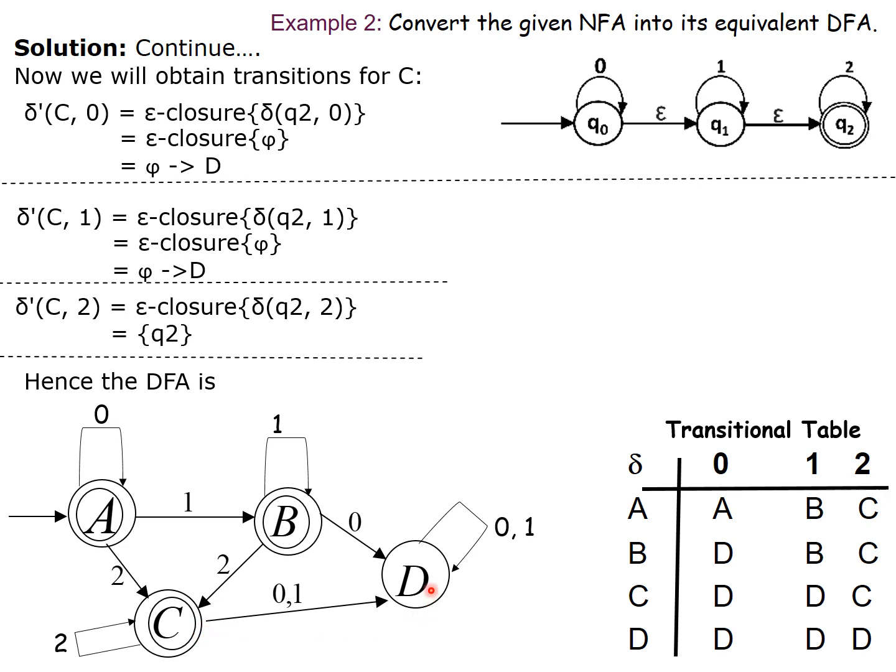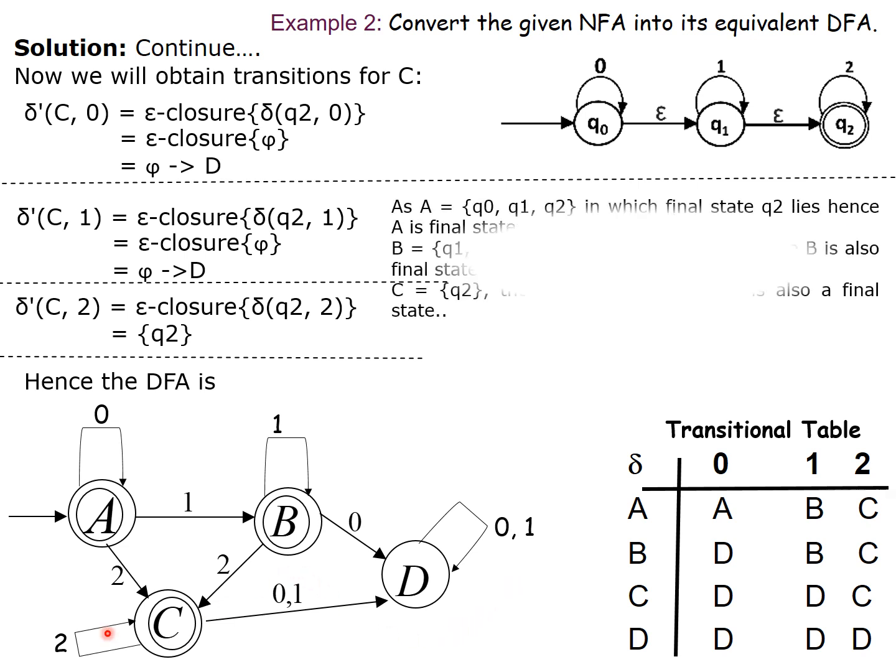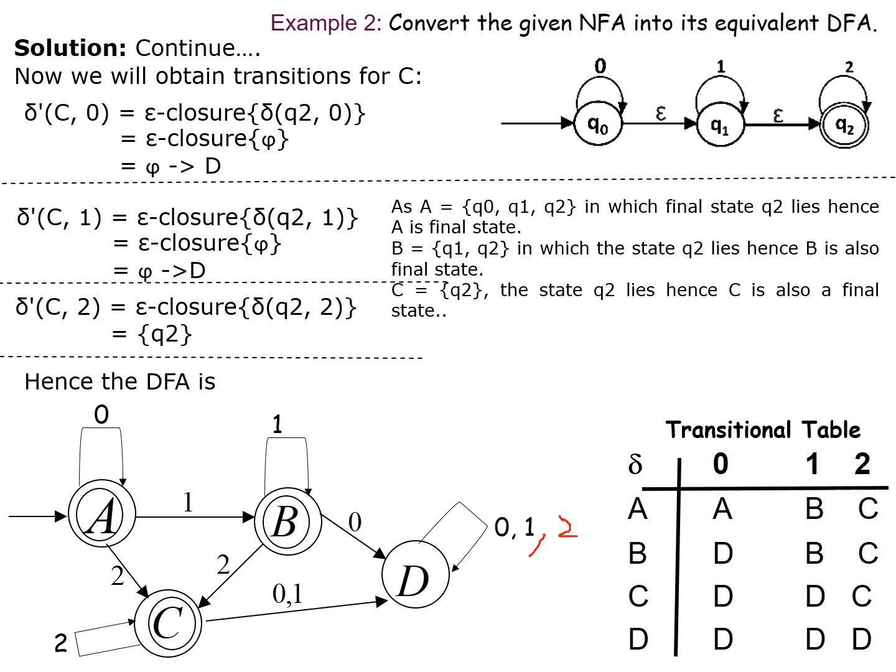Then D is a dead state. There is no more state transition at all. All these combinations come back to D itself, right? One transition was missing, that is on 2. Okay, so all states have transitions on 0, 1 and 2. A has 0, 1 and 2, B also has 0, 1 and 2, C also has 0, 1, 2 transitions, then D also has transitions on 0, 1 and 2.